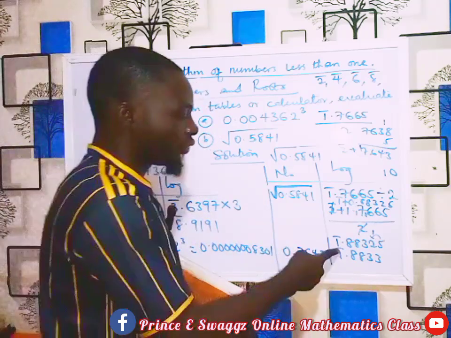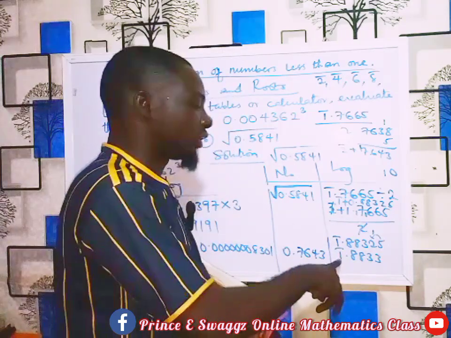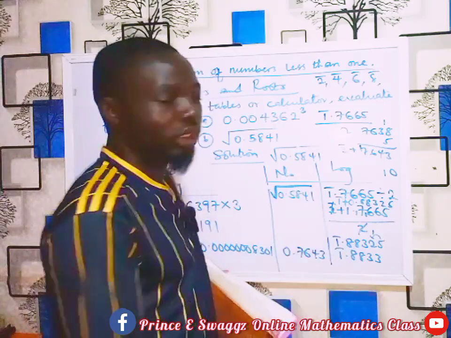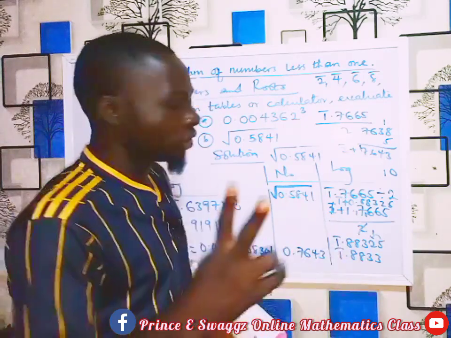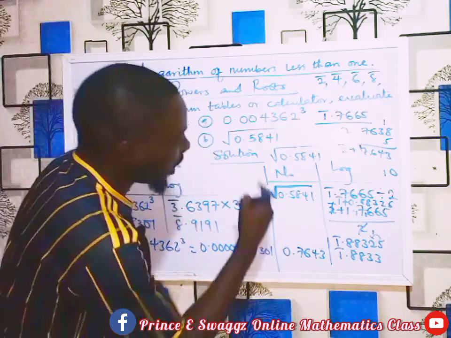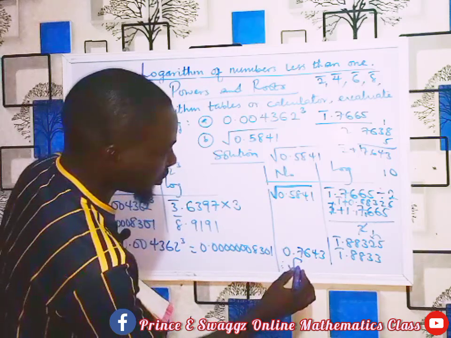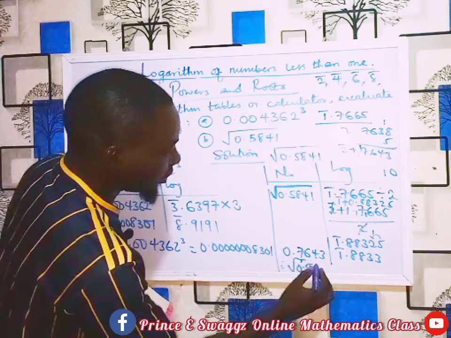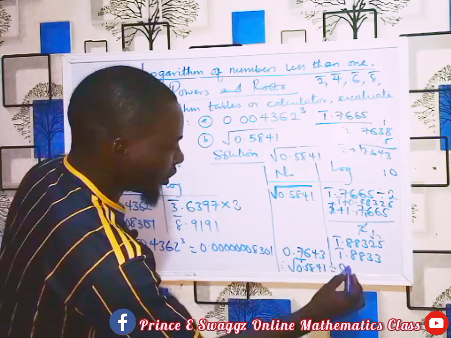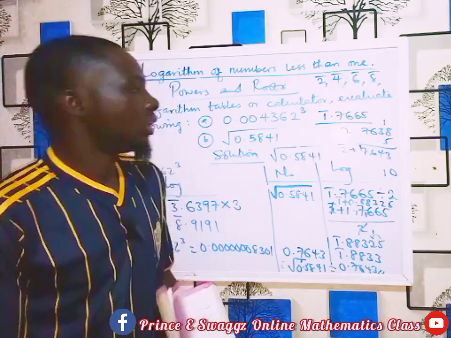But if it is positive 1 that is there, it is telling you that the number will be greater than 1. You just add 1 to the integer, making 2, then you go 2 digits. That will give you 76.43. But because it's a number less than 1, you add a certain number of 0s, that's 0 point that. So our answer to this, therefore, the square root of 0.5841 equals 0.7643, and that is our final answer.